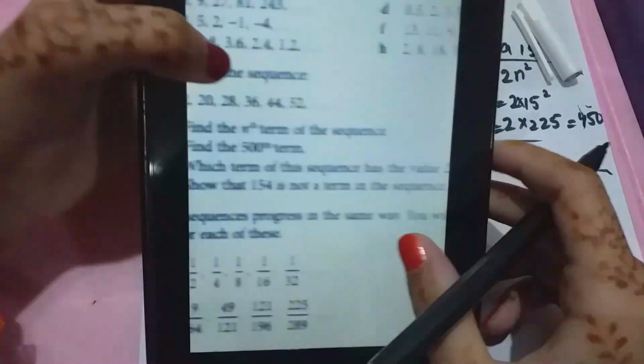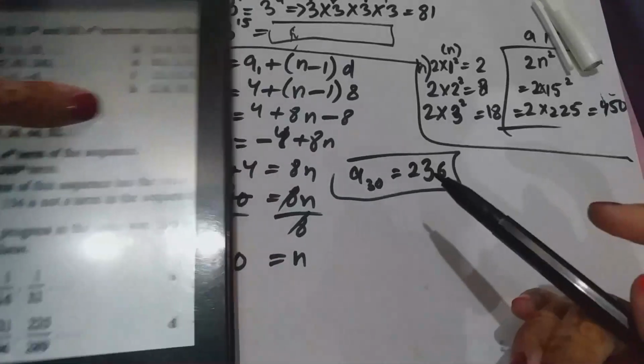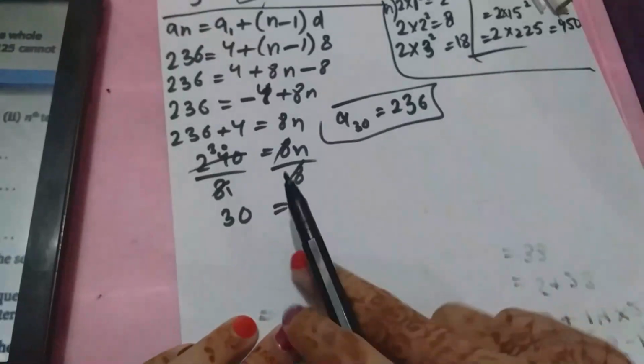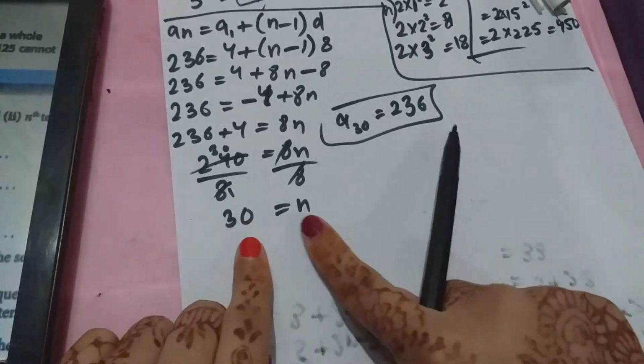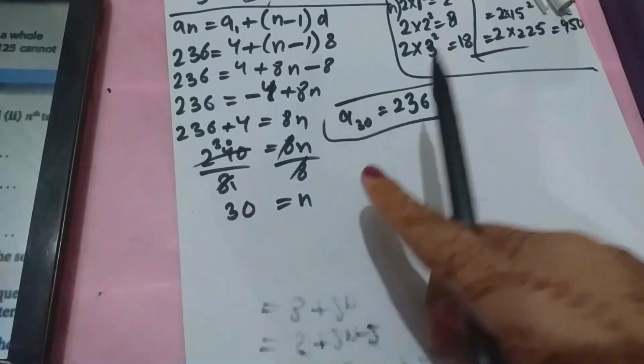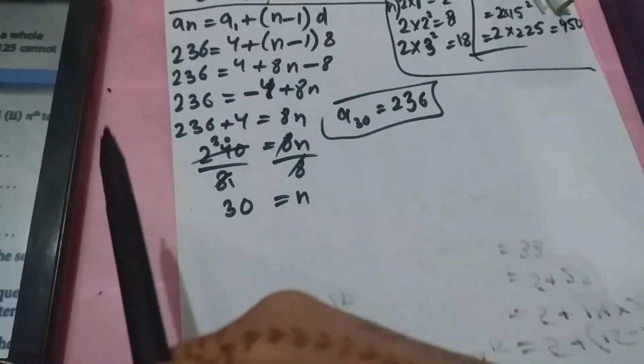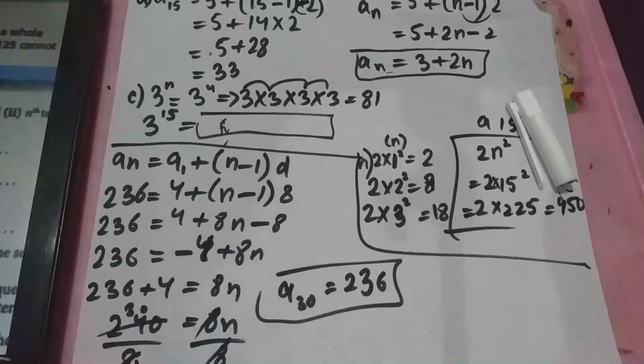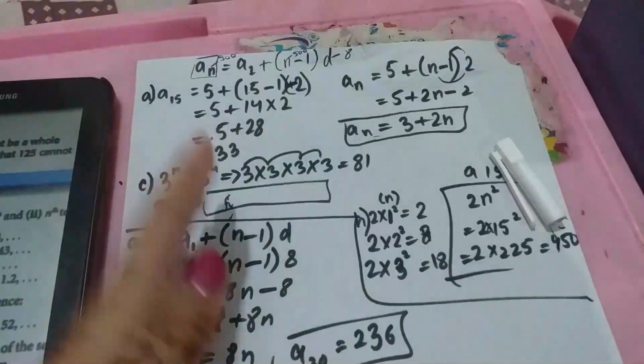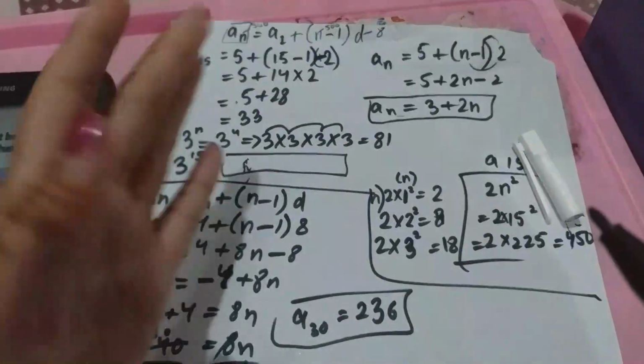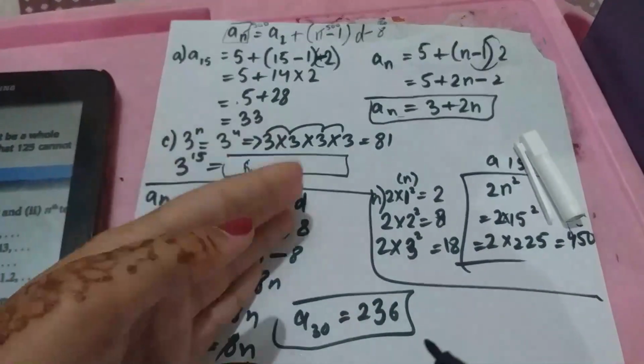Part D is show that 154 is not a term of the sequence. But we have to prove how we can say that it is not a term of the sequence. So we can say that by getting a decimal value of n. If we get a decimal value of n, it means that is not a term of the sequence. How? Because we write all the terms in natural numbers. We say first term is this, second term is this, third term is this. We do not say 1.5th term is this, 3.7th term is this, right?